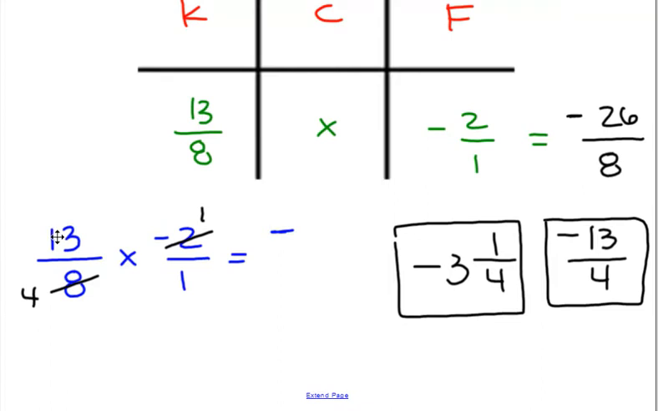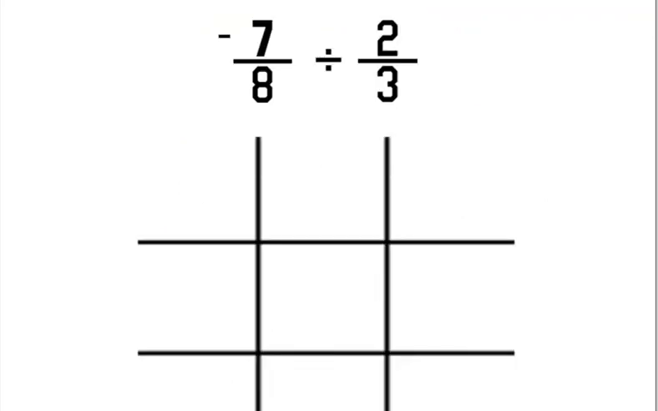So now watch. 13 times 1 is 13. 4 times 1 is 4. And that answer matches our simplified answer right there. Now, that comes in handy when you have huge numbers. Okay, so next one, negative 7 over 8 divided by 2/3. So we have keep, change, flip.